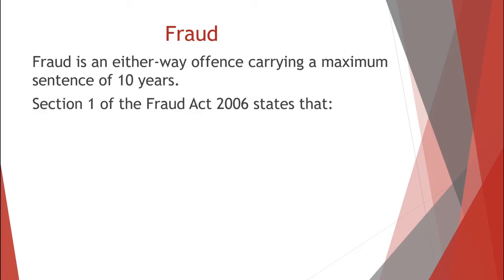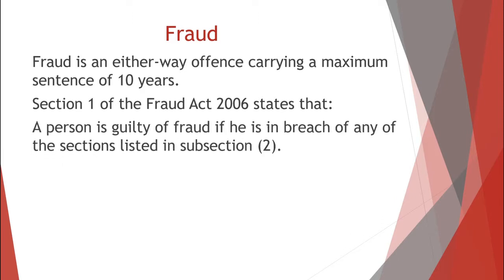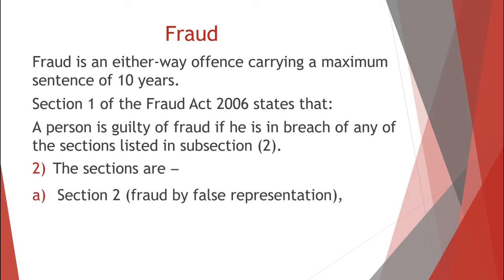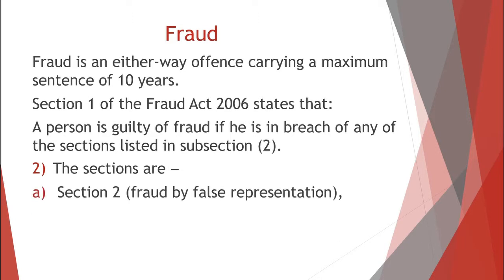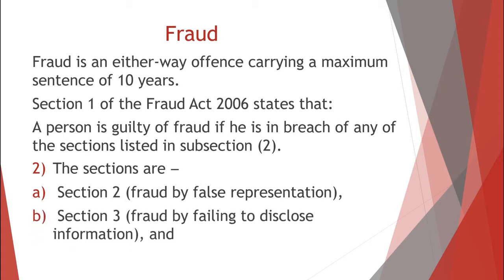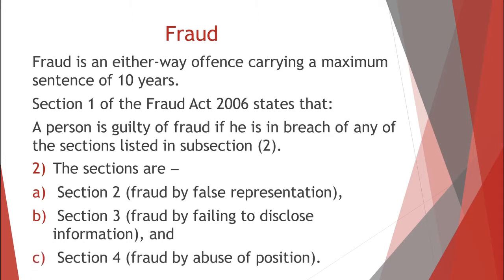Section 1 of the Fraud Act 2006 states that a person is guilty of fraud if he is in breach of any of the sections listed in subsection 2. The sections are Section 2, fraud by false representation. Section 3, fraud by failing to disclose information. And Section 4, fraud by abuse of position.